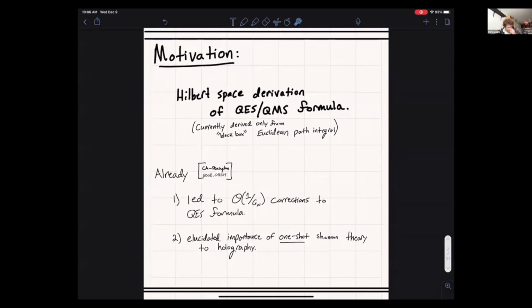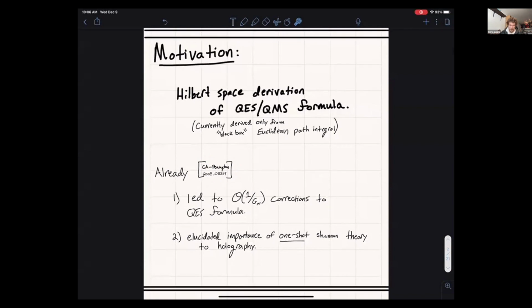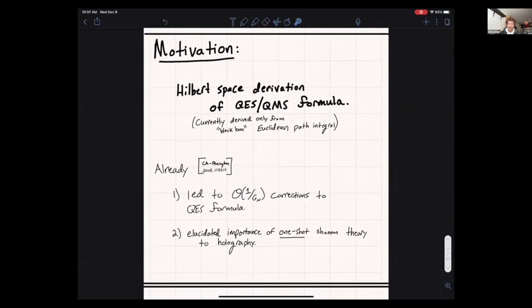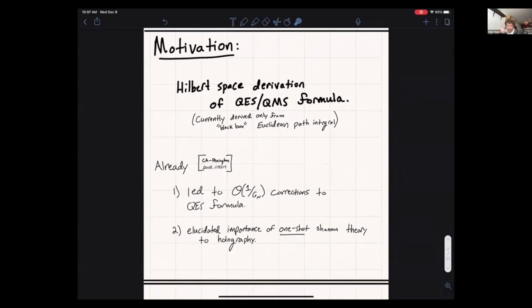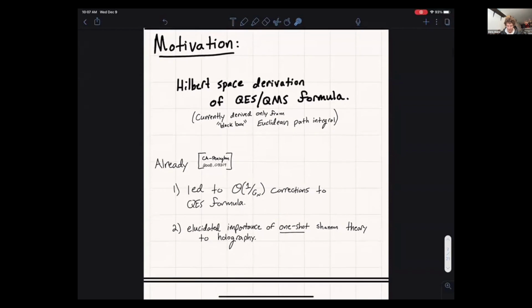That's what we want. And this sort of thinking has already been very fruitful. In this paper by Jeff and me from August, we use this motivation and this thinking to find that in certain situations, you actually are led to order 1/G corrections, like leading order corrections, to the quantum extremal surface formula. So in situations where you thought it worked, at least to leading order, it actually doesn't in some situations. And as a side benefit, some side lesson that we learned, is that one-shot Shannon theory is very important to holography. So if you know what that is, great. So you can see why that's interesting.